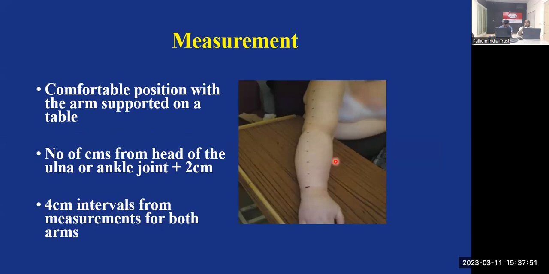Here you can take measurements from the ulnar bone: the tip of the ulnar, then the head of the ulnar plus 2 centimeters, then again every 4 centimeters. Every 4 centimeters you have to mark down first, and then you can take the circumference. For the lower limb it is also the same, from the ankle joint plus 2 centimeters, then every 4 centimeters you have to mark it first, and then take the circumference.